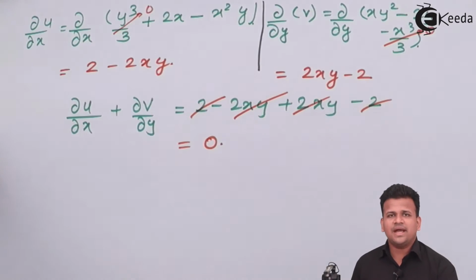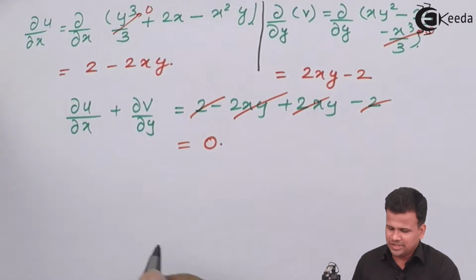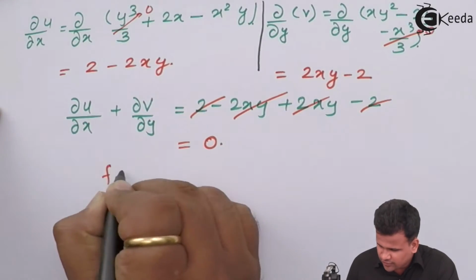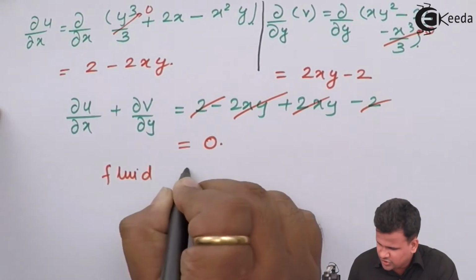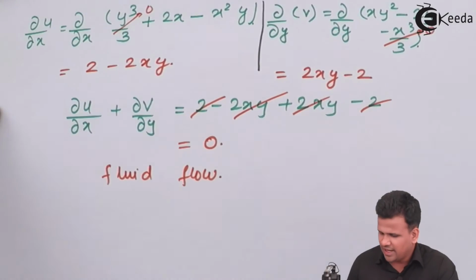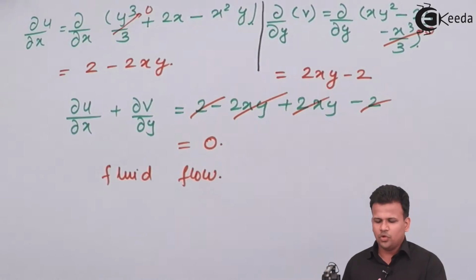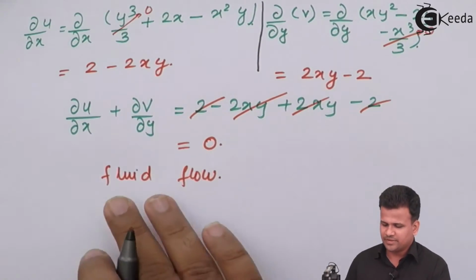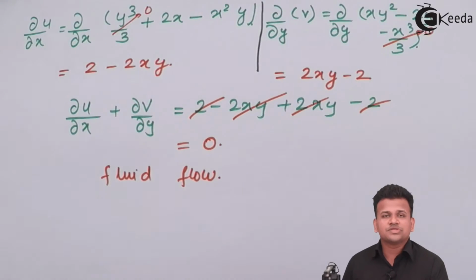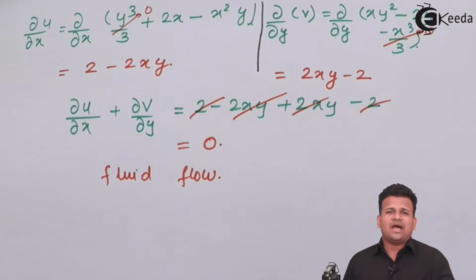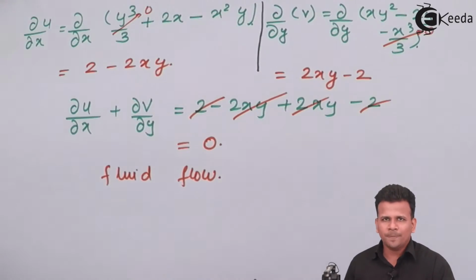This means that whatever velocity equations we have, which are functions of x and y, both contribute to the flow of the fluid. That means it is a case of fluid flow. Now we are sure that the fluid is going to flow. Now what kind of flow is that, we don't know. We have to check whether this case is irrotational or rotational.